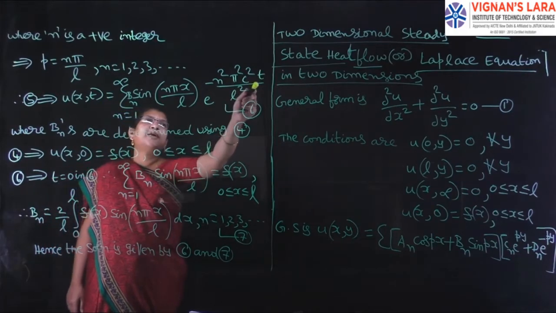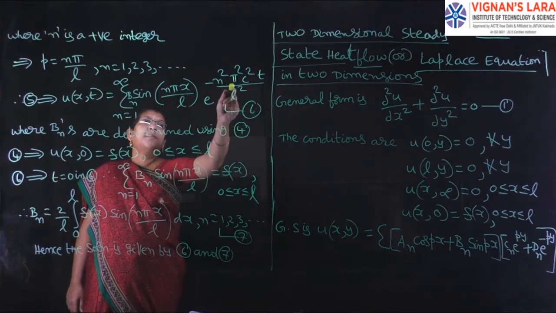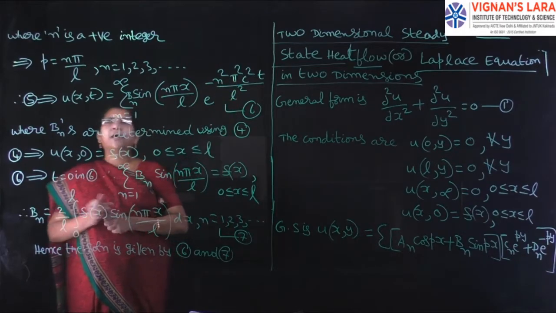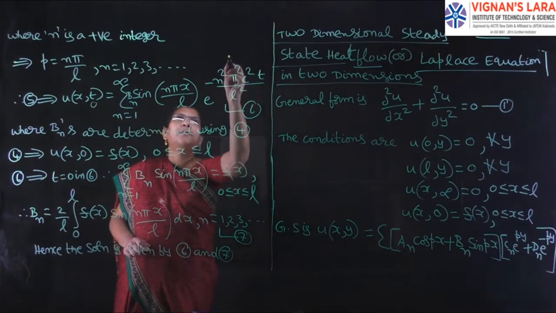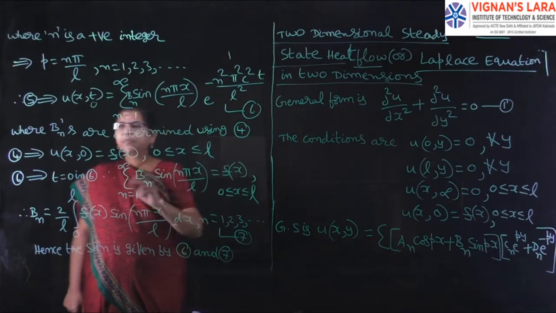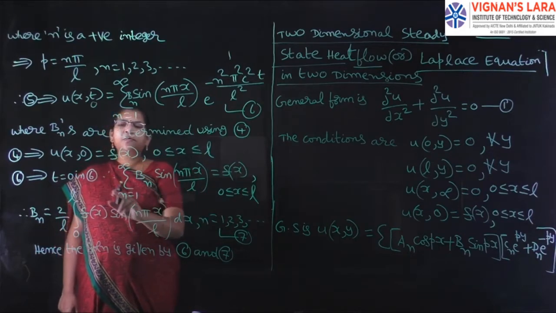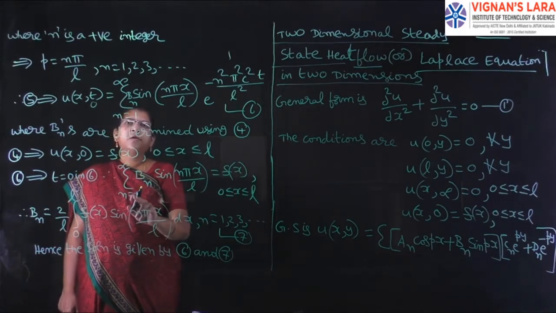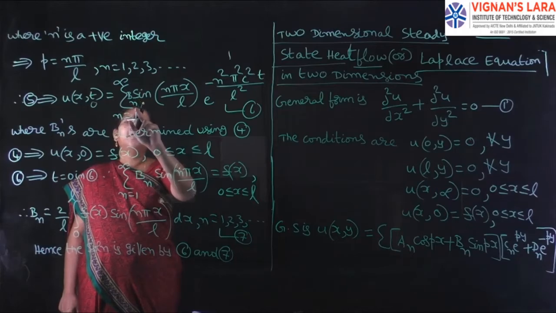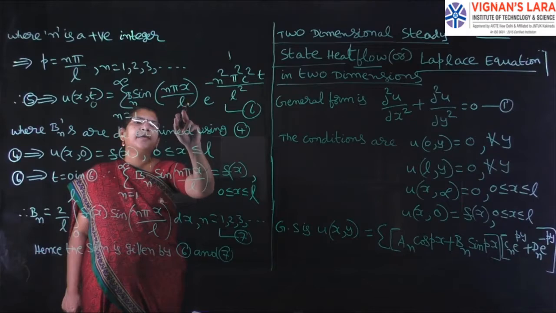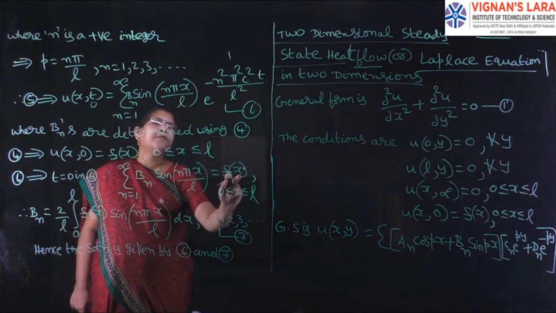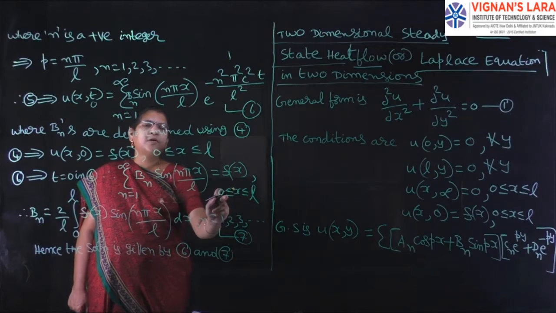If you take t equal to 0, e power minus 0 is 1. So this term will become 1. So, by taking t equal to 0 in equation number 6, we will get summation n equal to 1 to infinity Bn into sin n pi x by L equal to f of x, where 0 less than or equal to x less than or equal to L.